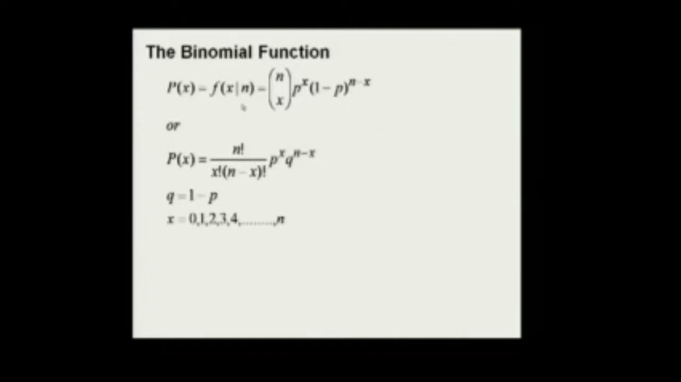Or P(x) will be equal to, if we want to resolve this term here, factorial n divided by factorial x times factorial n minus x, all of this times p to the power x and 1 minus p to the power n minus x, or we can replace the 1 minus p by q. Now notice that q is equal to 1 minus p, and the variable values here can be 0, 1, 2, 3, 4, and so on. That's what would lead us to this distribution.